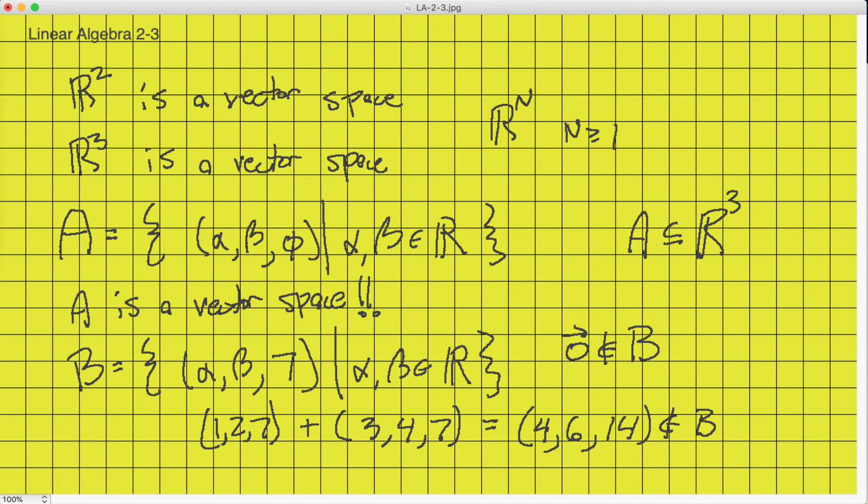Okay? So B is not a vector space for a couple of reasons. First of all, there isn't a 0 vector in B. That's one reason. Number 2, B is not even closed under vector addition. So this is not a vector space.